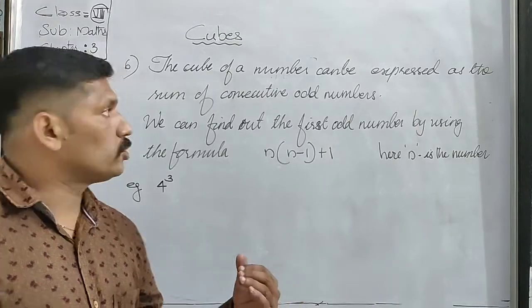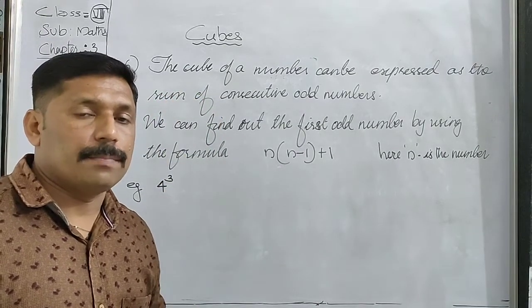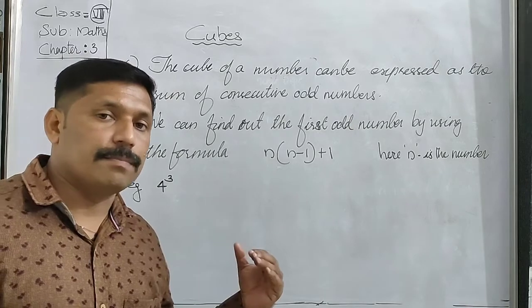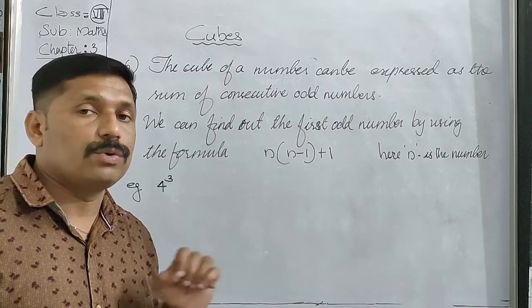Next property is that the cube of every number can be expressed as the sum of consecutive odd numbers.